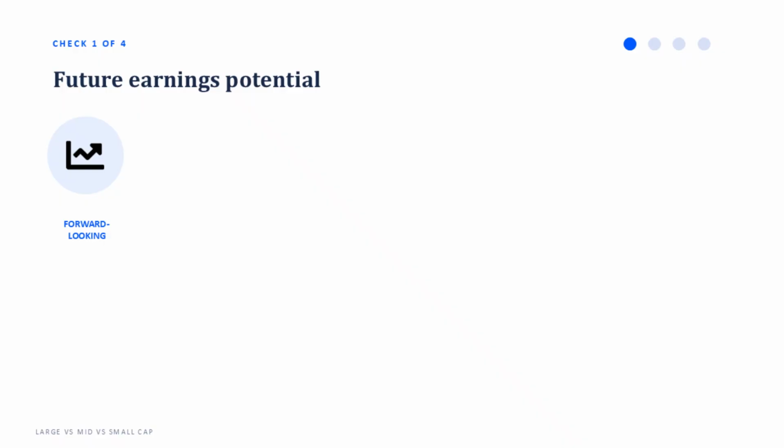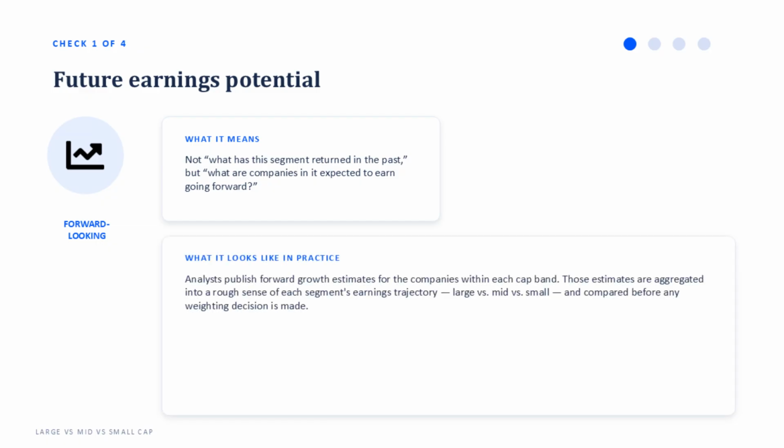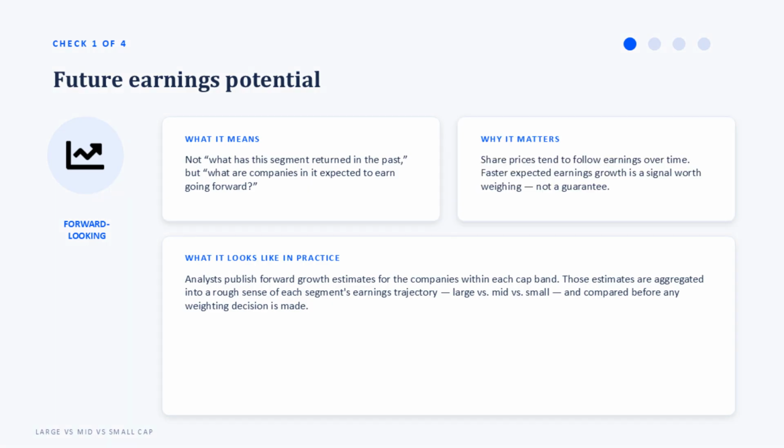Check 1. Future earnings potential. The first question isn't, what has this segment returned in the past? It's, what are companies in this segment expected to earn going forward? Analysts publish growth estimates for the companies within each cap band, and those estimates can be aggregated into a rough sense of the segment's earnings trajectory. If, say, small caps are expected to grow earnings meaningfully faster than large caps over the next year or two, that's a signal, not a guarantee, that giving small caps a bit more weight could pay off, because share prices tend to follow earnings over time.